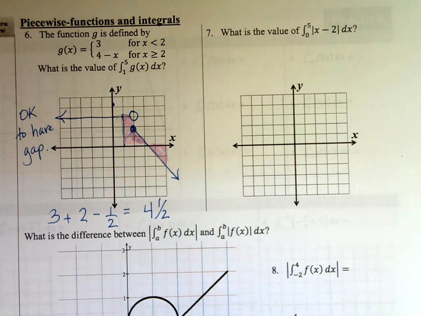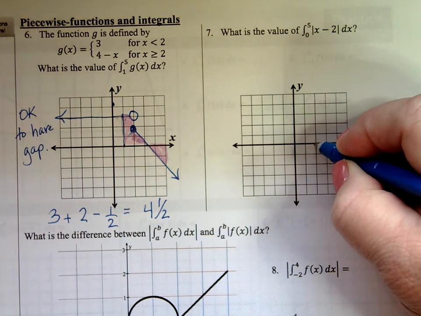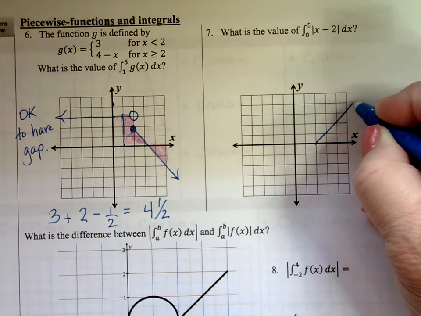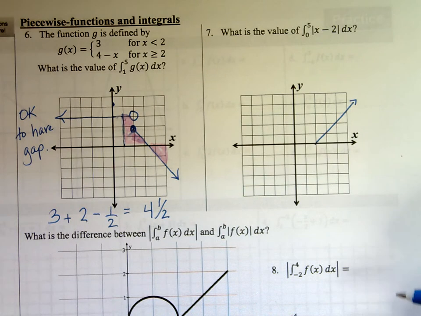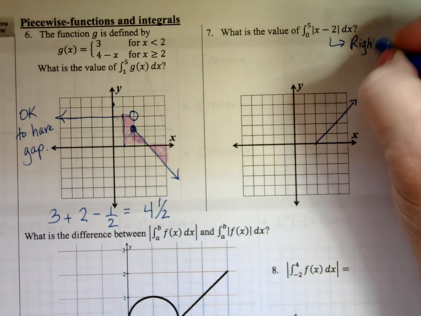7. What's the value of the integral from 0 to 5 of the absolute value of x minus 2? Absolute value of x minus 2, we all know that that looks like a V. But do you remember from translations how the minus 2 affects it? Hopefully you do. It has a slope of 1. There you go. Look at that. I made that one perfect. That minus 2 moves it right 2.